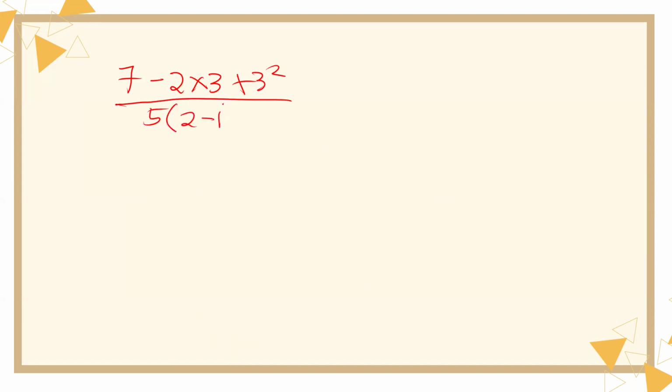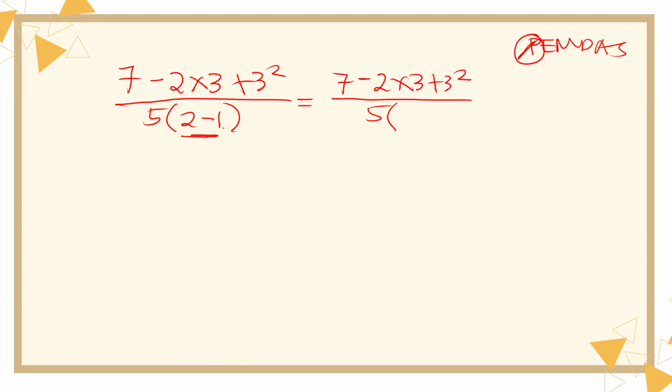Let's have another problem for us to solve together. Let's have 7 minus 2 times 3 plus 3 squared divided by 5 times 2 minus 1. Okay, so we write here PEMDAS. Do we have anything within a parenthesis? Yes, we have this. So let's copy 7 minus 2 times 3 plus 3 squared divided by 5 times, what's 2 minus 1? 1, right? And then we know that 5 times 1 is 5, so that's fine.